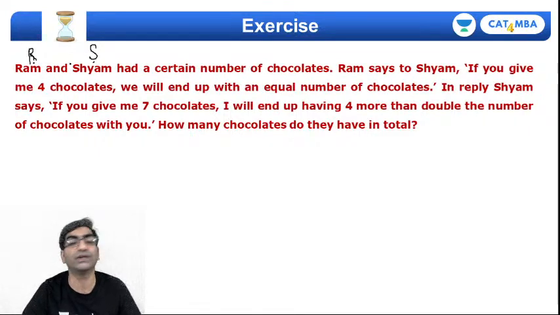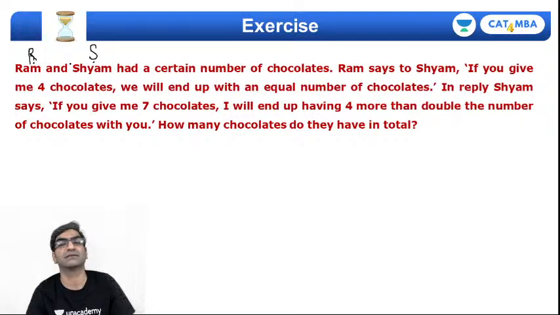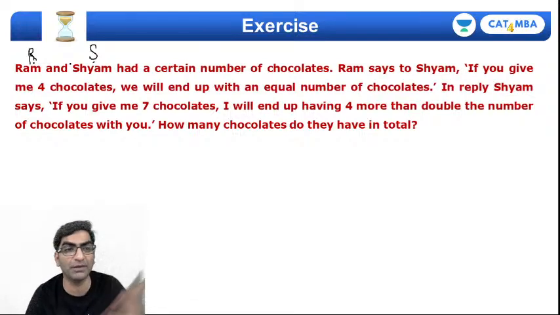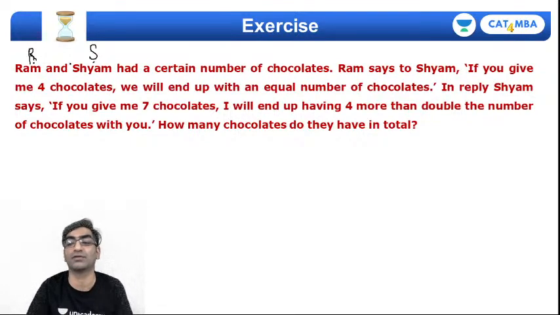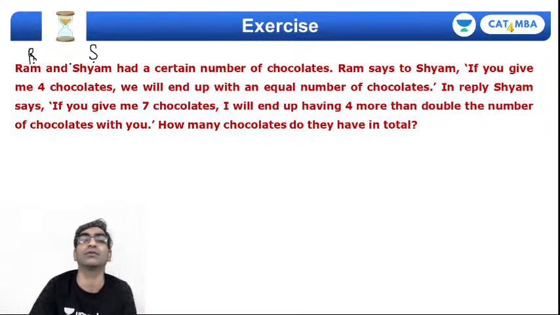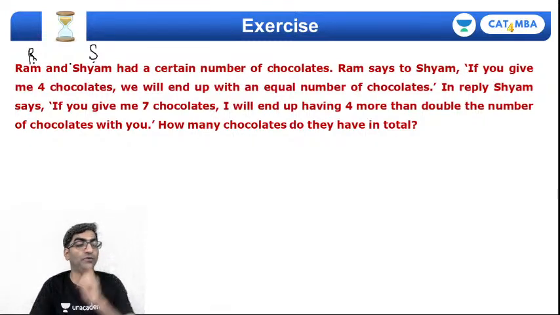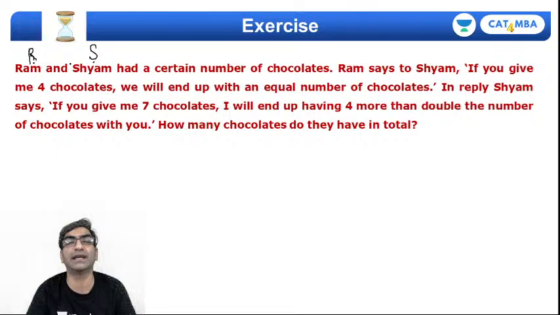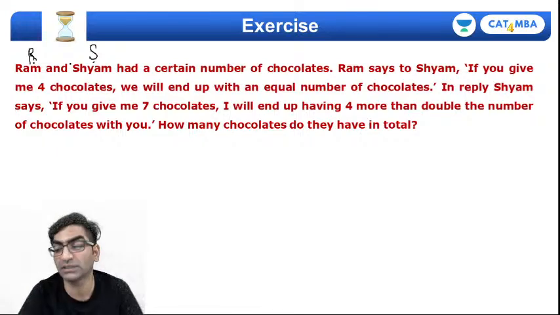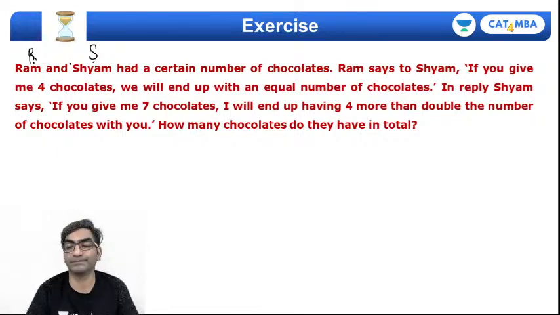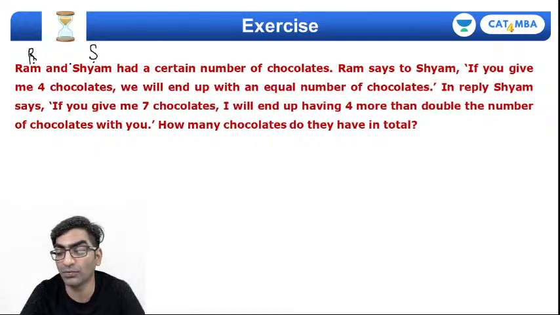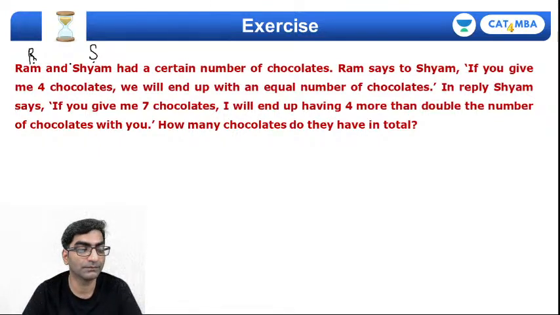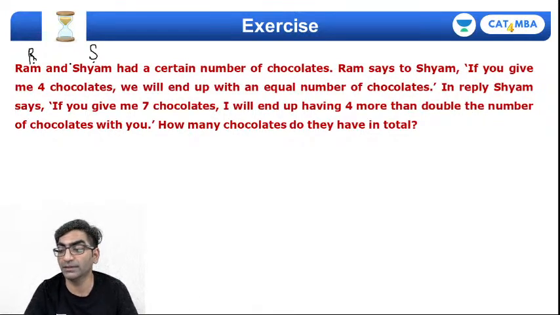Right? Now we try and construct these equations. Ram says to Sham, if you give me 4 chocolates, we'll end up having an equal number of chocolates. So tell me in the chat, what do you think the equation will be? If you give me 4 chocolates, we will end up having an equal number of chocolates. What do you think the equation will be? Let me know in the chat down below. If R and S are the variables, what would this equation be?